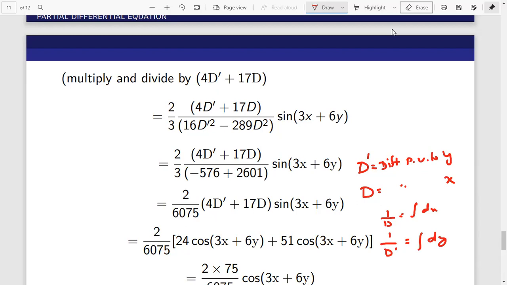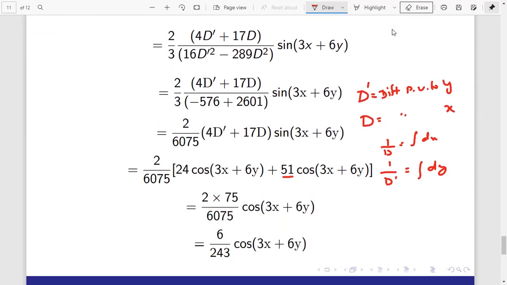Just differentiate this sine. If you are differentiating sine, you will get cos 3x plus 6y. Inside, there is 6y. If I differentiate this, you will get 6 remaining. So 6 into 4, 24, cos 3x plus 6y. Plus, again, there is d here. So d means you want to differentiate with respect to x. If you are differentiating sine, it will be cos 3x plus 6y. Inside, there is an x term, so differentiating here you will get 3. And there is a 17. So 3 into 17, you will get 51.